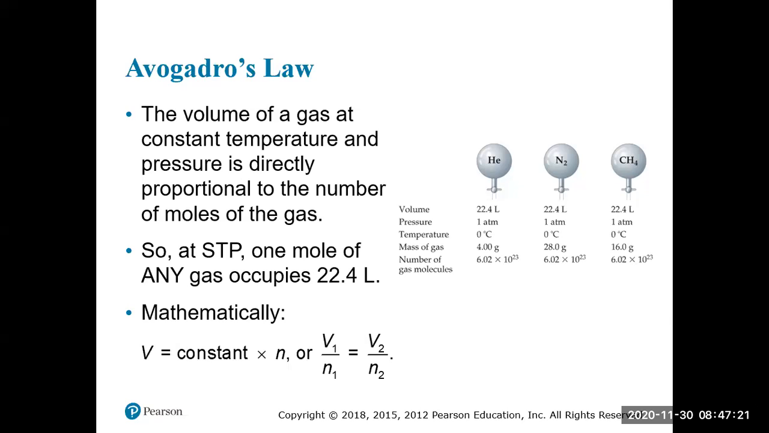So we see that the volume of gas in this formula tells us that the volume is directly proportional to how many moles of the gas that we have.